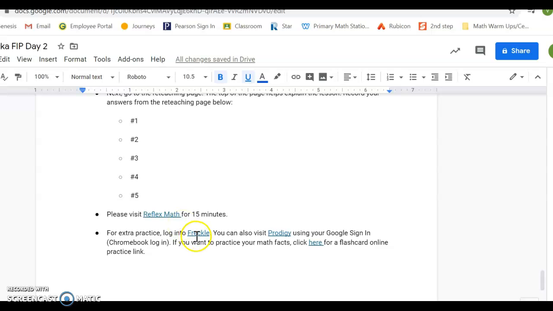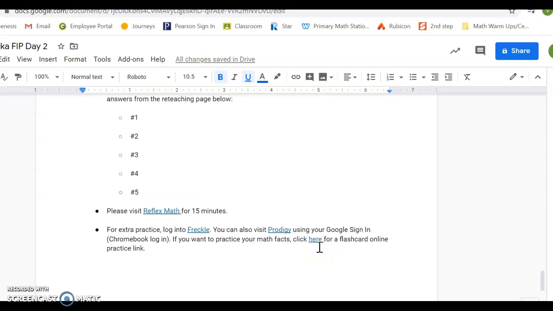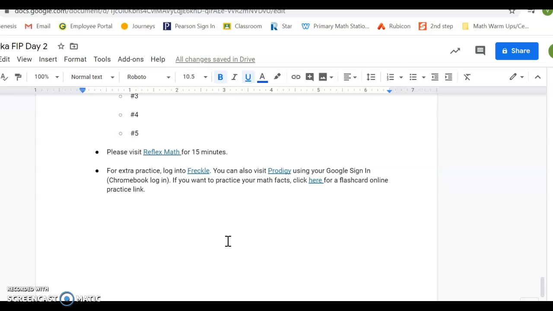When you're done, you can log into Freckle or Prodigy or your flashcards. I'll go through later on tonight and add in some more videos like yesterday for additional sites, like if you wanted to go on Epic or anything like that. Make sure you're also checking out the SMORE page for the specials teachers, and please communicate your questions with the specials teachers because I don't know all the answers to what the assignments are for Spanish and things like that.